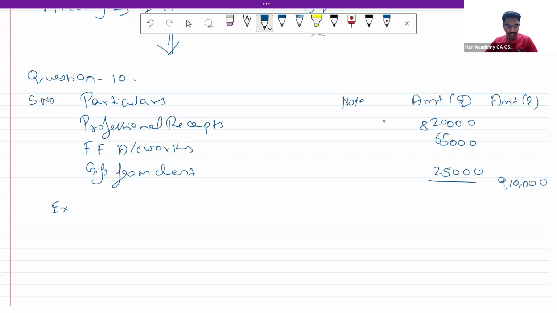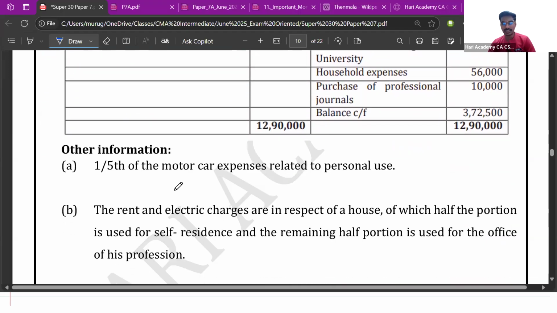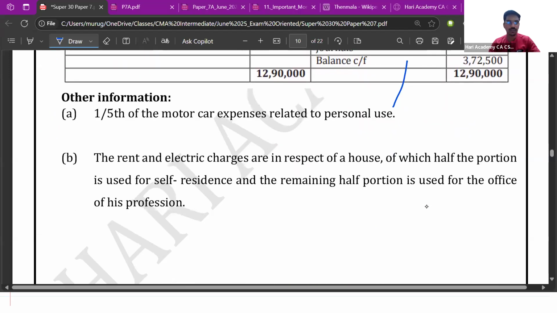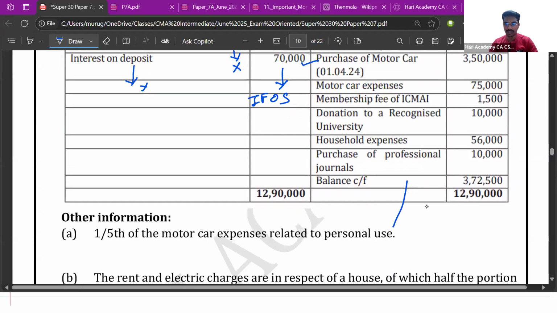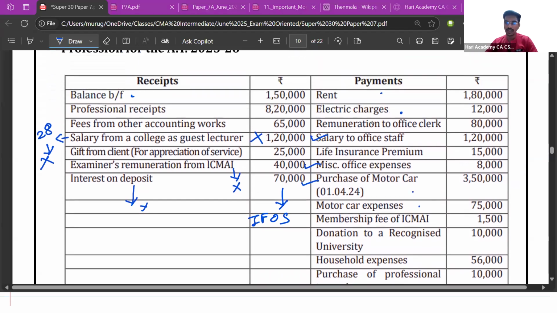Now let us subtract the expenses. First is rent. See here, rent and electric charges in respect of a house, of which half the portion is used as self-residence and half of the remaining portion is used for his business or profession. So in respect of rent and electric charges, only half is applicable. Next, 1/5 of the motor car expense is related to personal use. That is also related to purchase of motor car. Now let us complete.